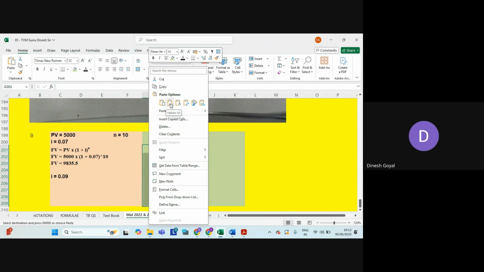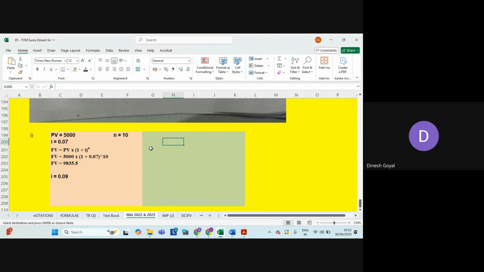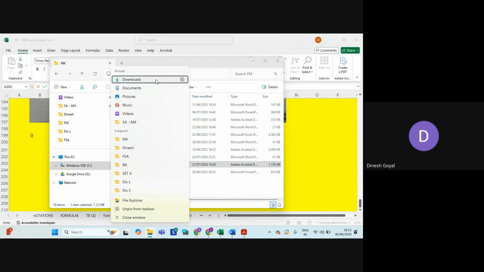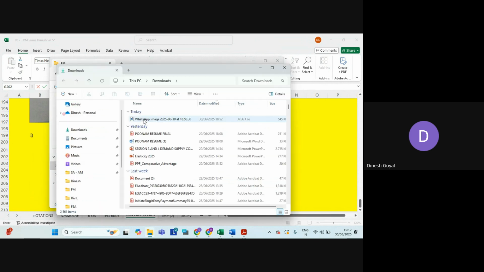If we use the FVIF value, we will get 5,000 into the FVIF value they have given. Wait, I will open that question separately, so I will not have to scroll again and again.